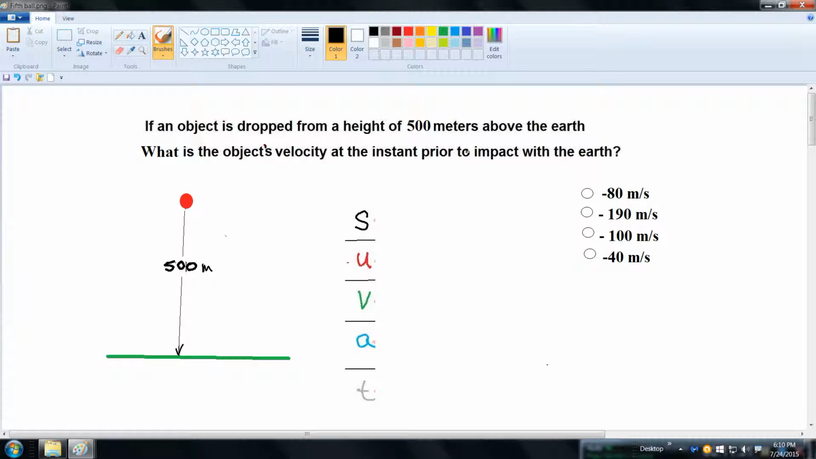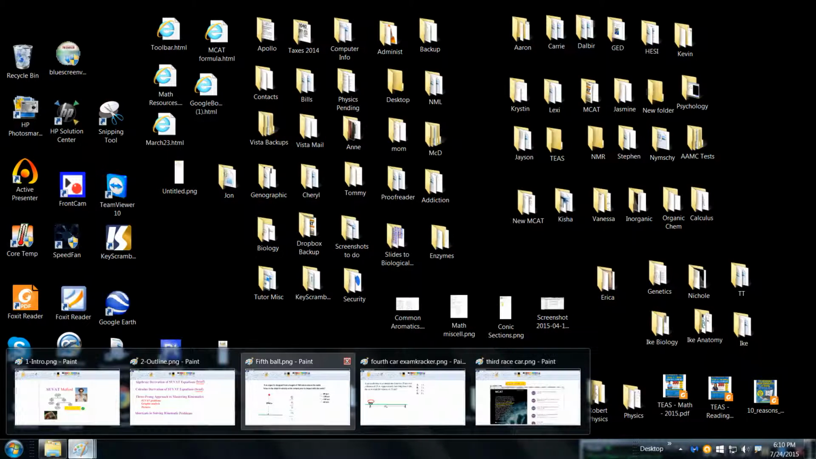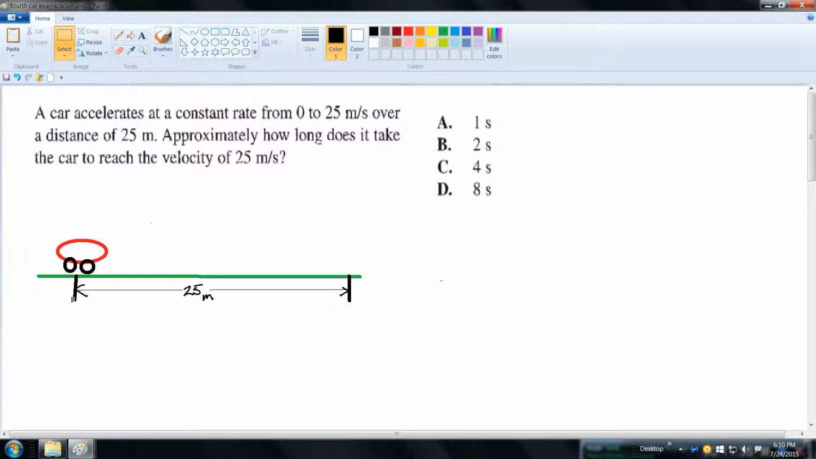Okay, so we're going to the next problem, and let's see what it is. All right, so we've got a car that accelerates at a constant rate from 0 to 25 meters per second over a distance of 25 meters. Approximately how long does it take the car to reach the velocity of 25 meters per second?